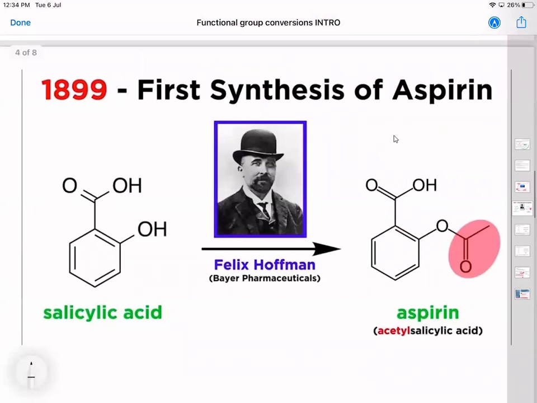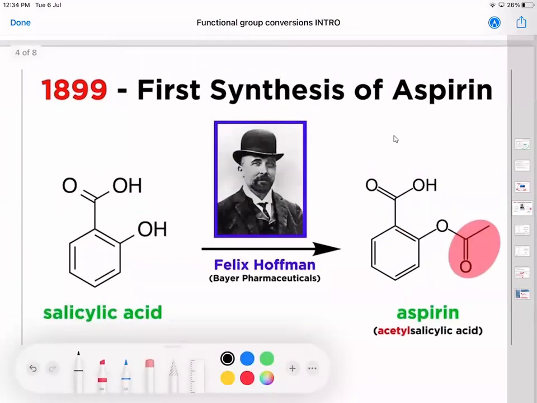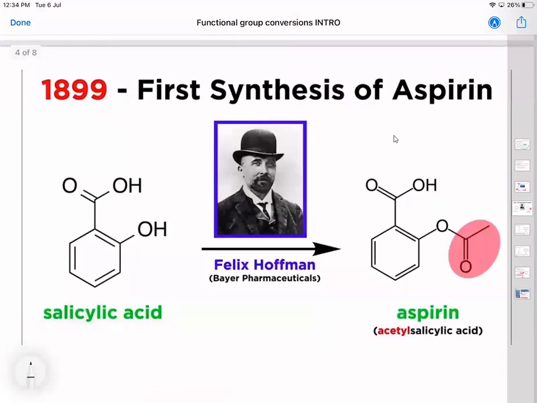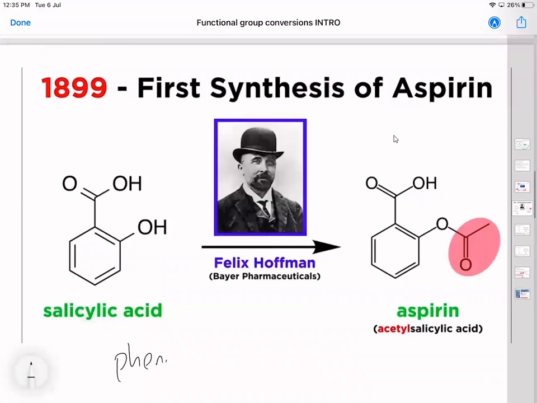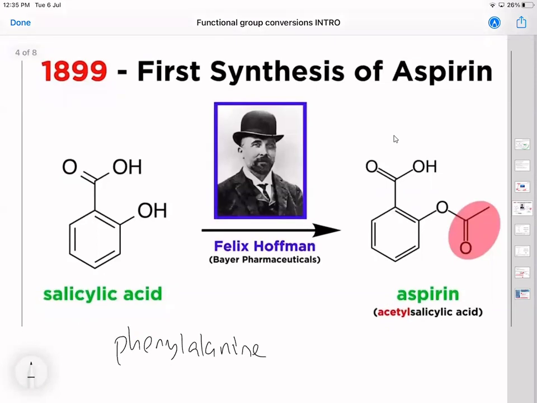The salicylic acid on the left-hand side can be made using phenylalanine. So who's heard of phenylalanine before? Phenylalanine. Some of you in biology must have heard of that. Think of amino acids. I think it's at the back of the textbook. Correct. It's when they list amino acids. Yes, it's an amino acid.